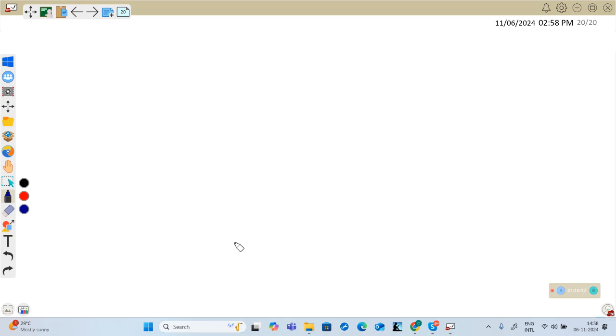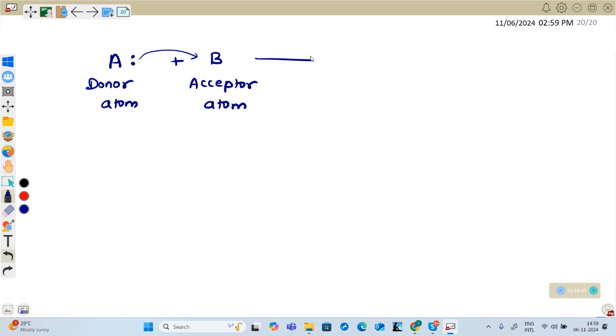Now the one which donates the pair of electrons is called the donor atom. It is shown like this. So this is called the donor atom, and this is called the acceptor atom. That is how you show it, A to B, like this. Example, formation of ammonium ion.